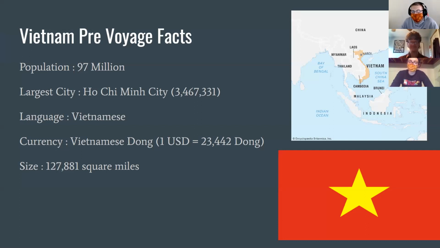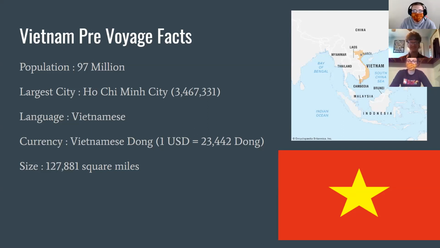To start, we want to give you a few pre-voyage facts. The population is 97 million, and the largest city is Ho Chi Minh City, which is on the very south side of the country. It has almost 3.5 million people. The capital is actually on the opposite side in the north, Hanoi, which is also very populous. The language is Vietnamese, which makes sense given the name Vietnam. And the currency is the Vietnamese dong.